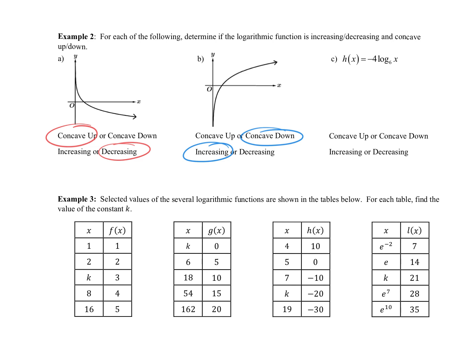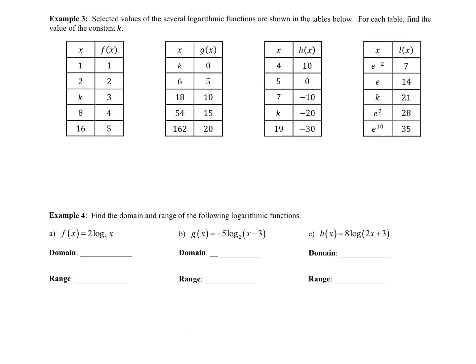All right, so on this one, I have negative 4 log base 6 of x. So does it look like something like A or something like B? Looks like something like A. And so it's going to look like that. I would quickly give it a sketch. And so is this concave up or concave down? Concave up. And then is it increasing or decreasing? Decreasing. All right, let's keep moving.